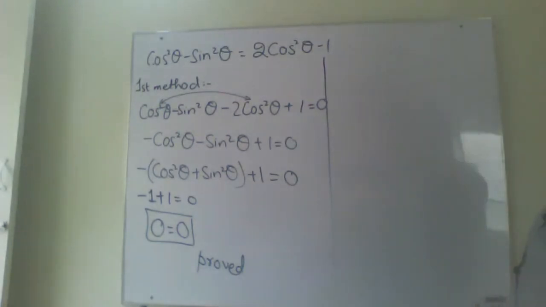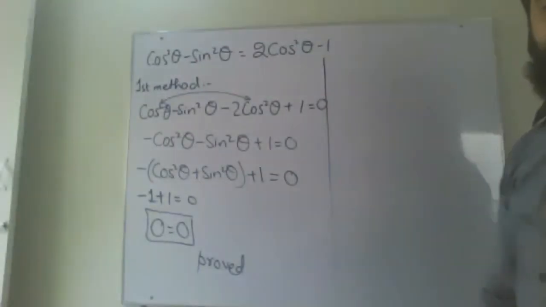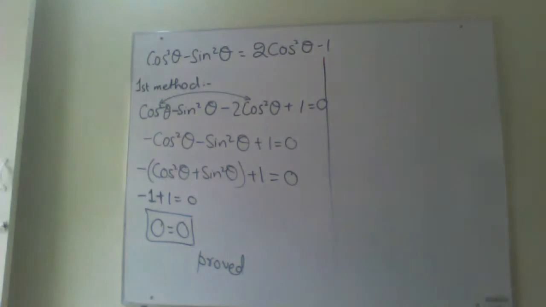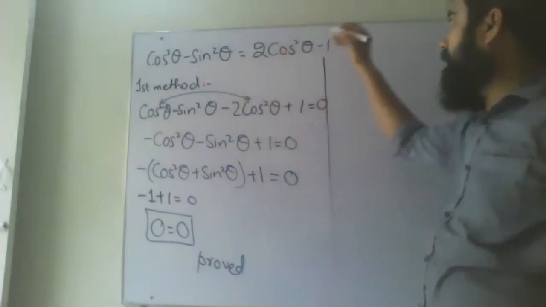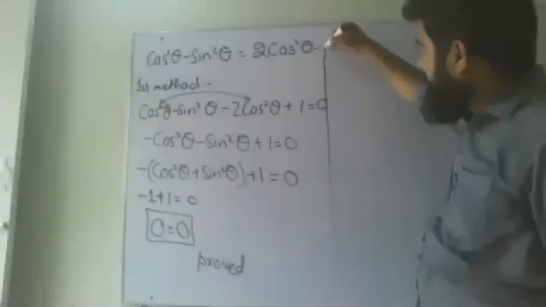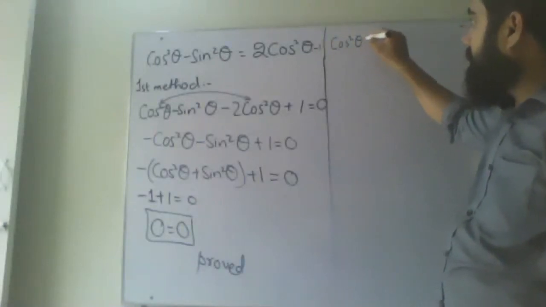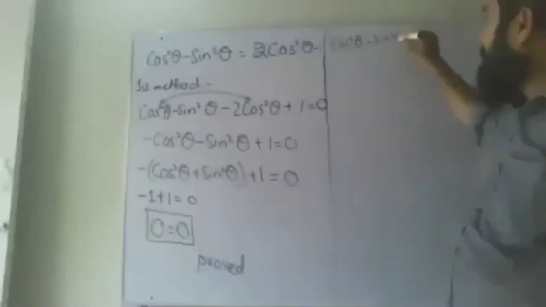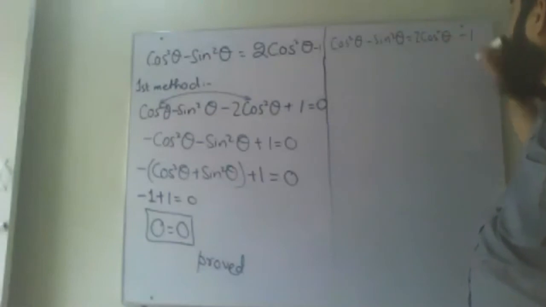Now the second method to solve this is that I'm not going to shift anything. Without shifting, I will be completing my work. Either you can take the left hand side or the right hand side, that's your choice. I'm writing my question again: cos square theta minus sin square theta equals 2 cos square theta minus 1.